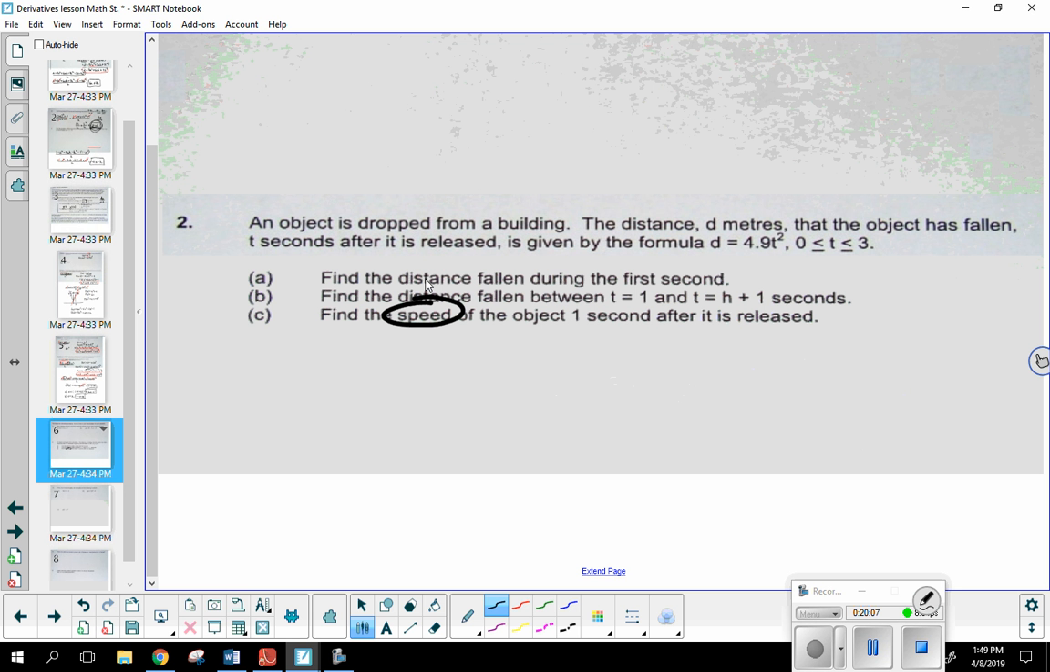Okay. So like in A, find the distance fallen during the first second. So the distance would just be 4.9 times 1 squared. So it should fall 4.9 meters. That makes sense? Okay. All right.